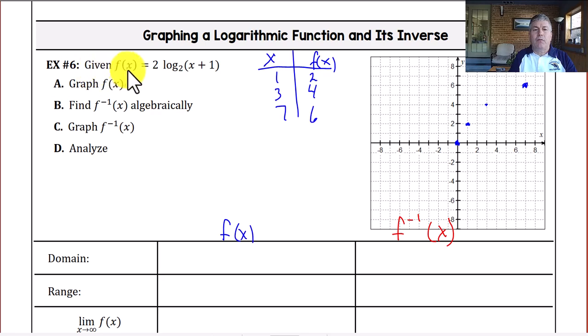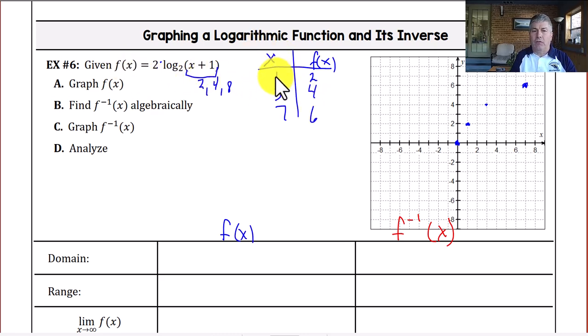In example 6, we're given our function f of x equals 2 times log base 2 of x plus 1, and we want to graph our function. Since we're working with log base 2, our goal here is to get x plus 1 to become things that are 2 to a particular power. So we would love x plus 1 to become 2, 4, or 8. So I'm going to force the x values that give me x plus 1 equals 2, x plus 1 equals 4, and x plus 1 equals 8. And then I'm going to graph those.